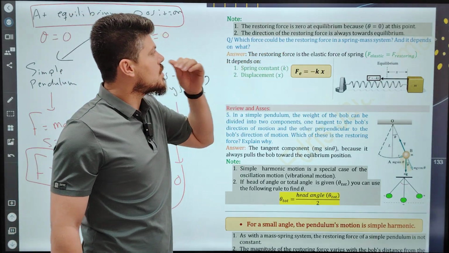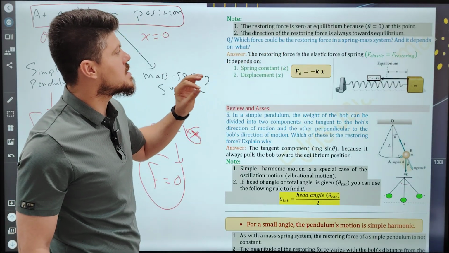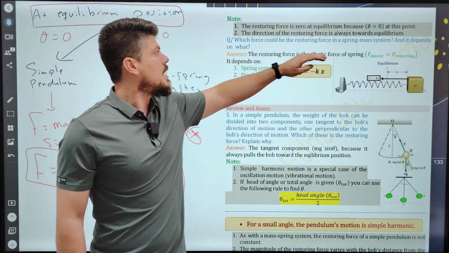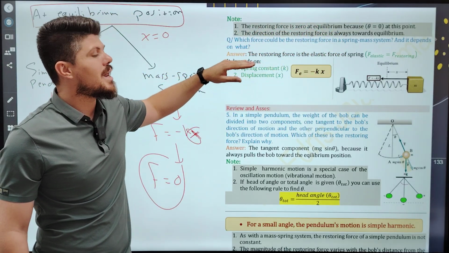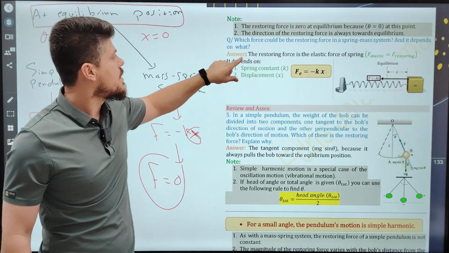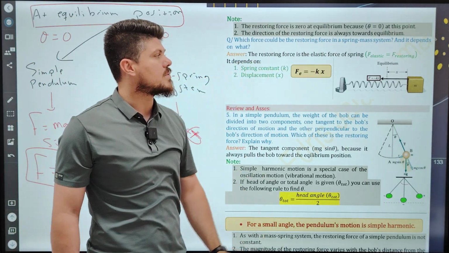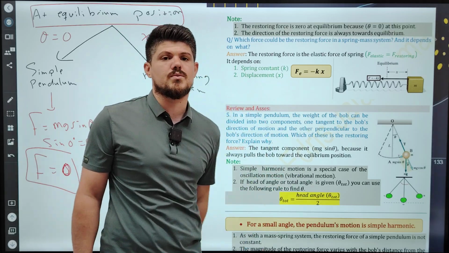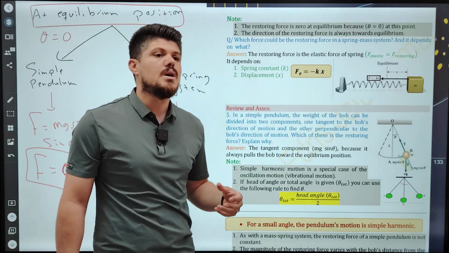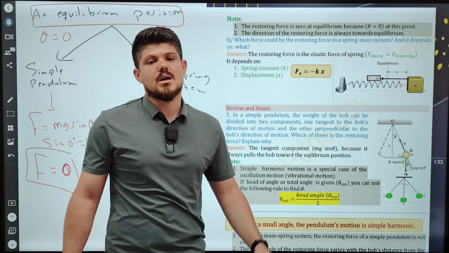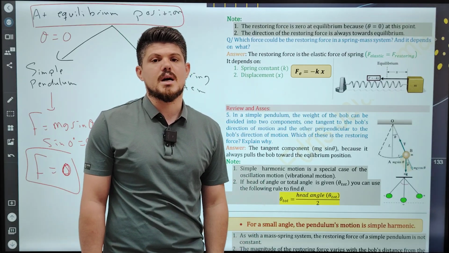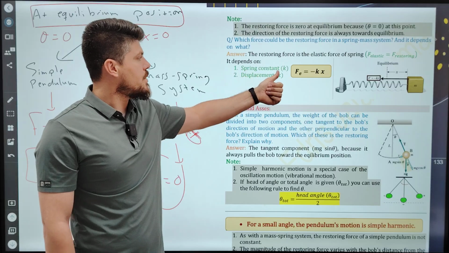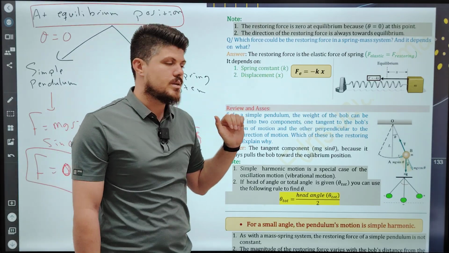Which force could be the restoring force in a mass spring system? In a mass spring system, the force that becomes the restoring force is the elastic force of the spring. The elasticity of the spring provides this restoring force. If the spring has no elasticity, it means that the spring has no restoring force. Okay? It depends on the spring constant and the displacement.